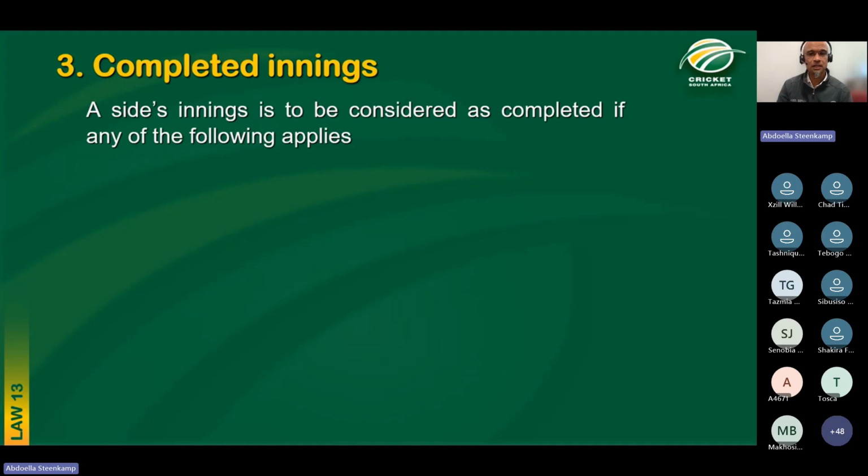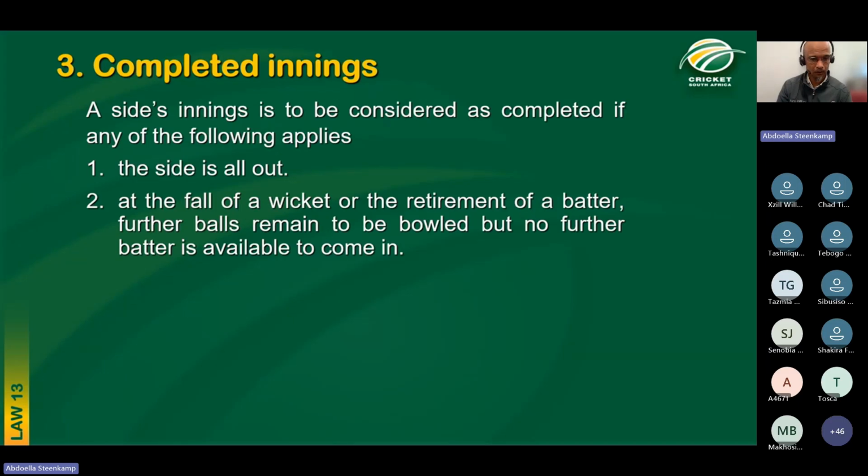So when does the law see a side's innings to be completed? When is a side's innings done? Let's have a look. Firstly, as soon as the side is all out, if it's, let's say, the fielding side takes 10 wickets, the side is all out, the law sees that innings now as done. That innings as completed. Also a completed innings at the fall of a wicket, or if a batter retires, there are still balls to be bowled, but there are no more batters to come in. Innings also completed.